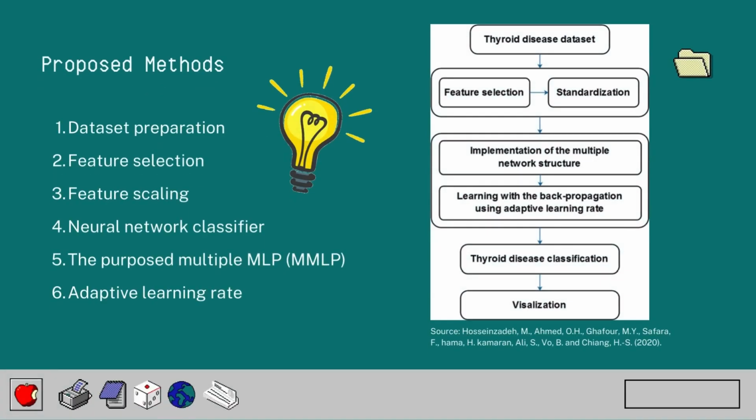The proposed methods consist of the details of dataset preparation, feature selection, feature scaling, neural network classifier, the proposed multiple MLP, MMLP, and adaptive learning rate. An adaptive learning rate is utilized, whereby the learning rate value is adjusted in each epoch.